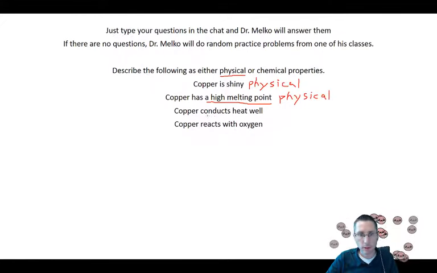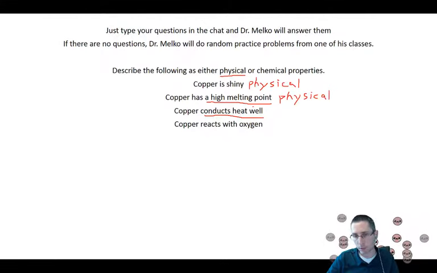Okay, the third one here, copper conducts heat well. Okay, the property of copper, right? When you have a copper pan and you put it on the stove, it quickly heats up. Kind of like the phase change where you're adding heat to it until it melts. The fact that it conducts that heat very well is just a physical phenomenon or physical property of that individual element, copper.